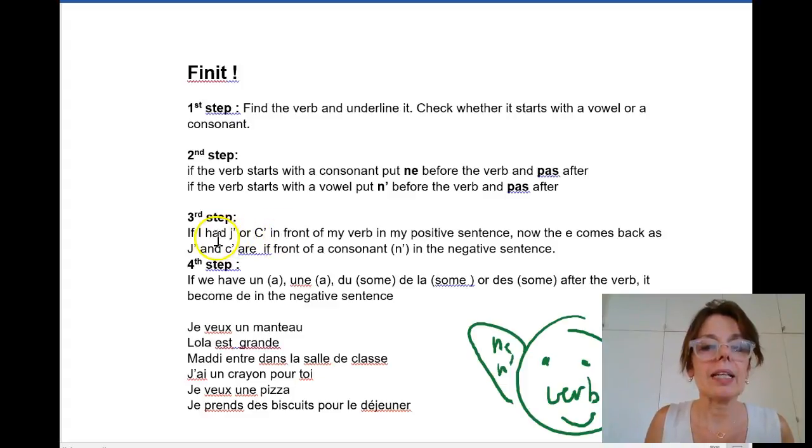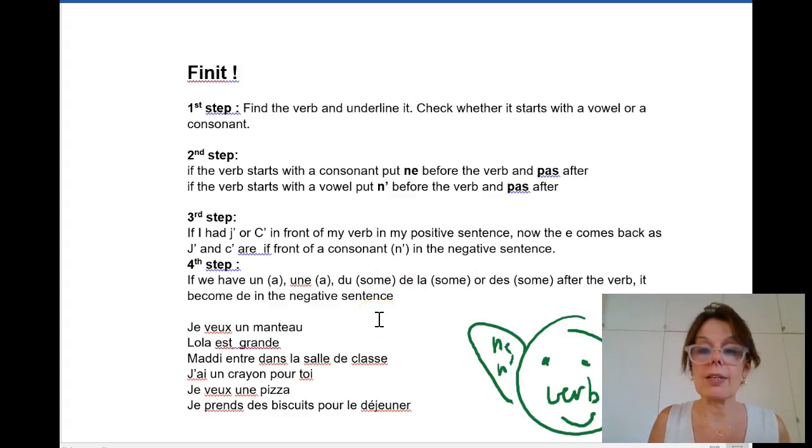Third step, if my sentence started with j apostrophe or c apostrophe, then the e comes back in my negative sentence, so I just have to take away my apostrophe and put e back. So we have je or ce. Fourth step, if we have un, une, du, de la, or des in my negative sentence, it goes away and it becomes de.